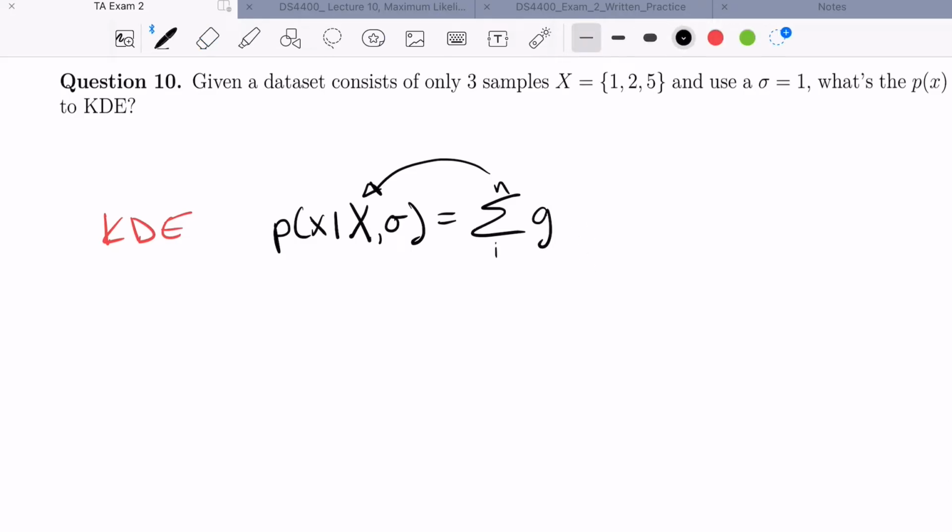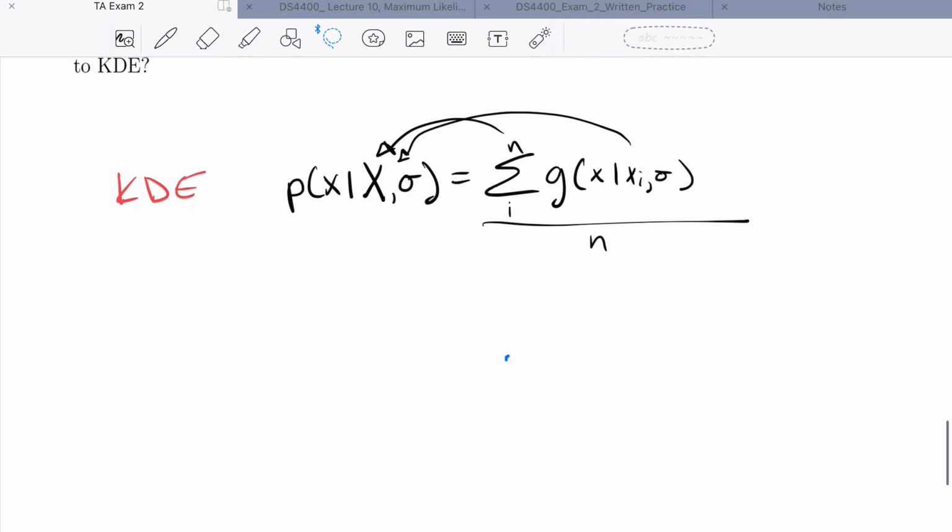So g just means the PDF of a Gaussian, and this takes in that x value, but instead of taking in mu and sigma, mu is going to be the ith sample in x, big X once again, and then its sigma value is just going to be sigma. So we sum a bunch of Gaussians together and then we average it by the number of samples. So this is our KDE estimate.